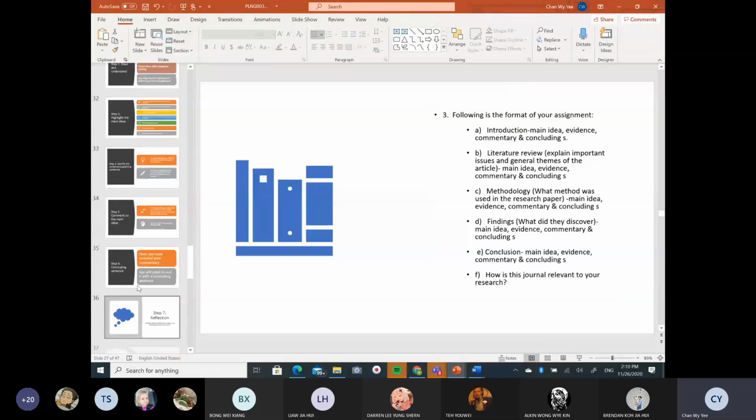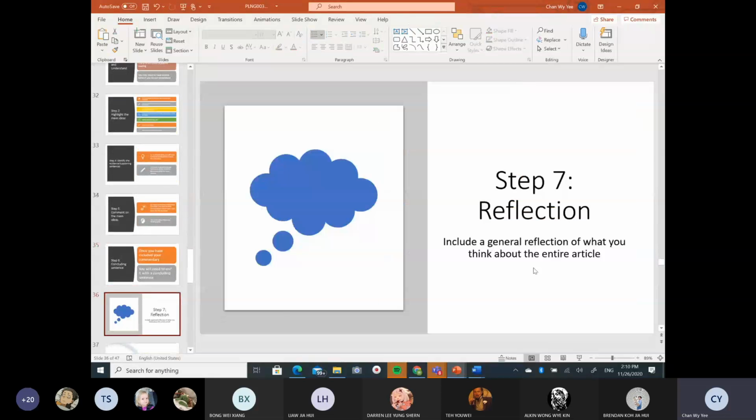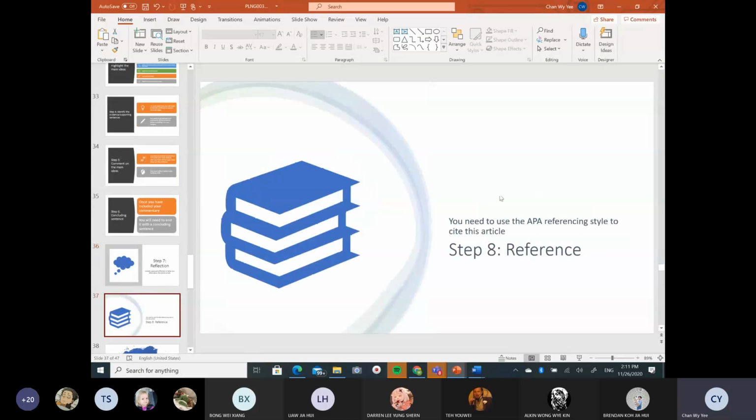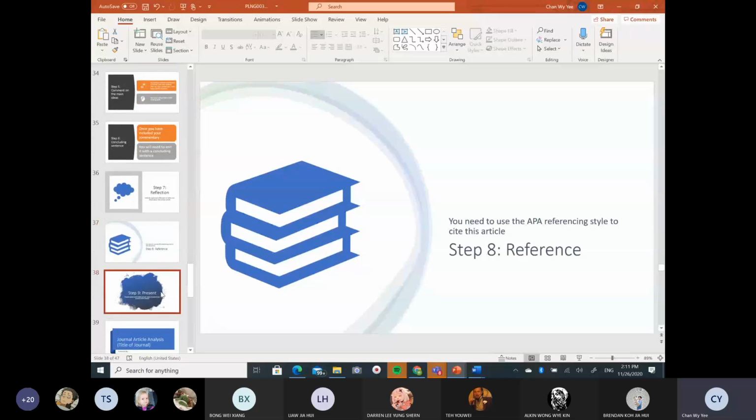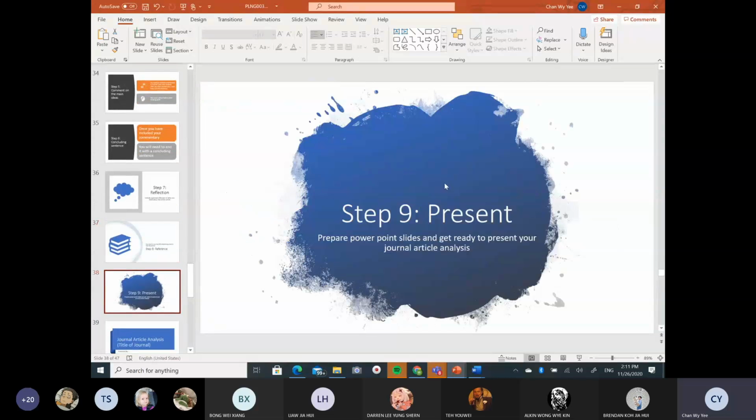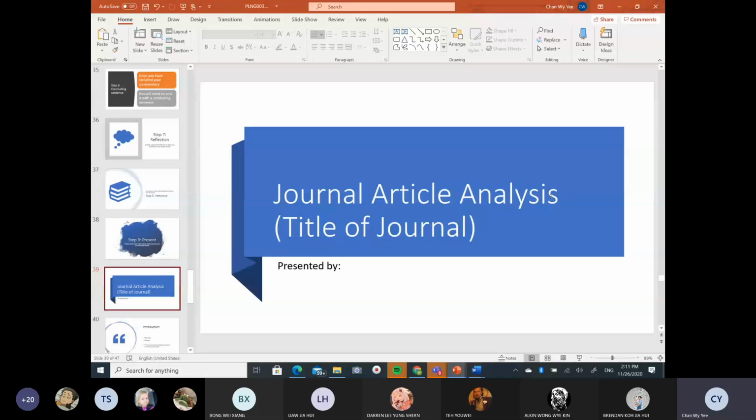And then finally, the reflection. All right, so this is what you need. A general reflection: what you think about the entire article, how it is going to help you in your research paper, and what you have learned. Okay, basically it's the reflection, then the APA referencing, and finally you need to prepare PowerPoint slides for presentation.